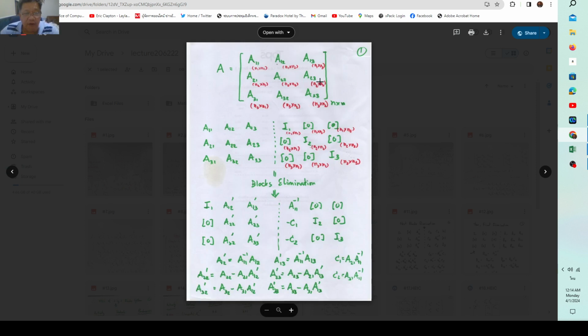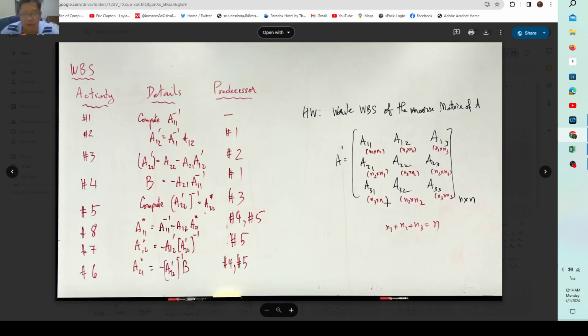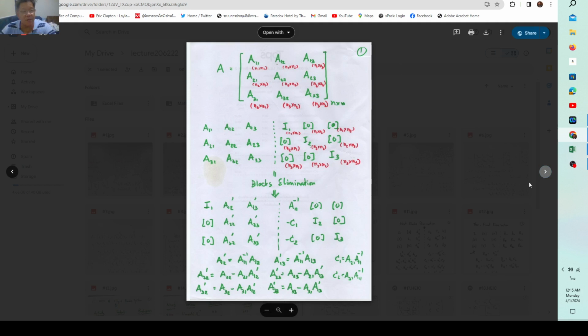Okay, the problem starts here. Write the work breakdown structure for the inverse of the matrix A when each of the submatrices A sub ij belongs to the size of ni by nj, and n sub 1 plus n sub 2 plus n sub 3 is equal to the overall n, right? And then using the extended approach that we did earlier in the case of 2 by 2, we can extend this for 3 by 3, right?